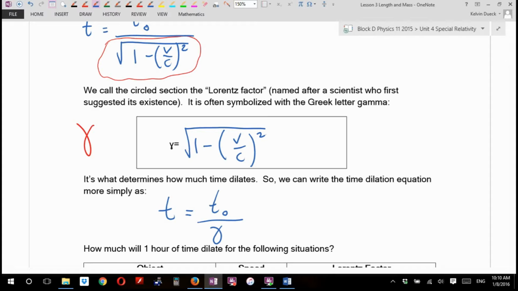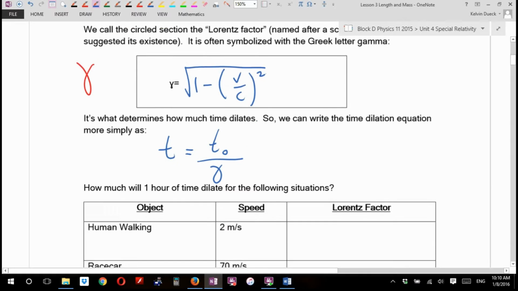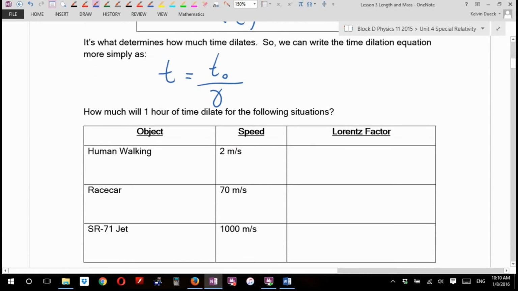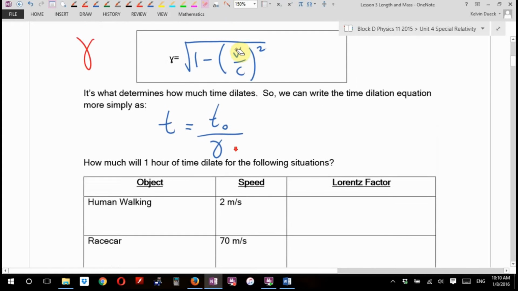So what we're going to do is, on our calculators, try typing in that square root of 1 minus v over c all squared, and just kind of see what happens. Here's our question. How much will 1 hour of time dilate for the following situations? I picked 1 hour on purpose because that means t0 is 1, and so I can ignore the top. So if you're walking, your speed is 2 meters per second. What I would do is put a 2 right there.